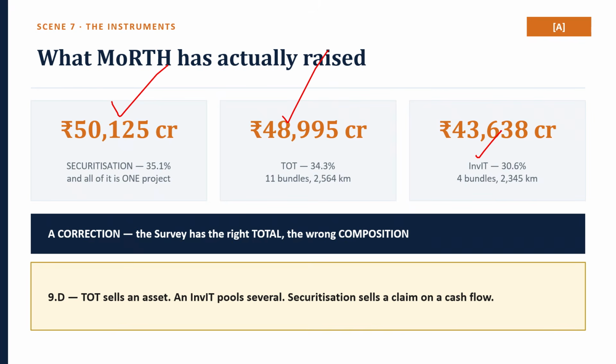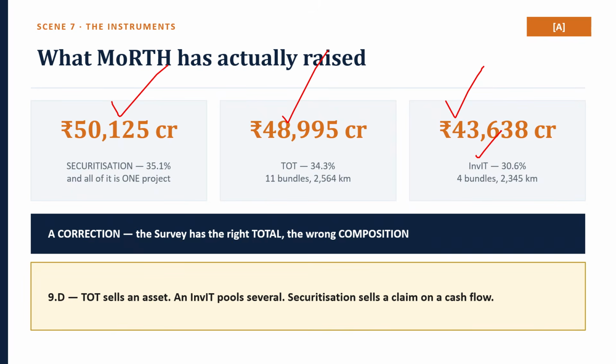And InvIT, 43,638 crore, 30.6% across 4 bundles and 2,345 kilometers, plus 12,357 crore awarded in November 2025 under TOT bundles 17 and 18 across 440 kilometers, against a financial year 26 target of 30,000 crore. So now the correction: what is it?